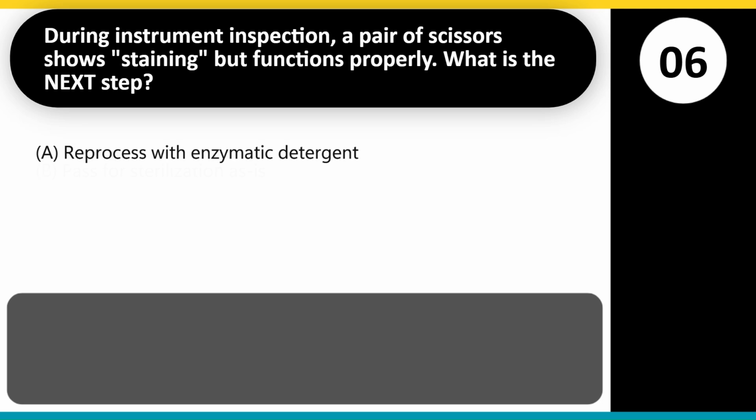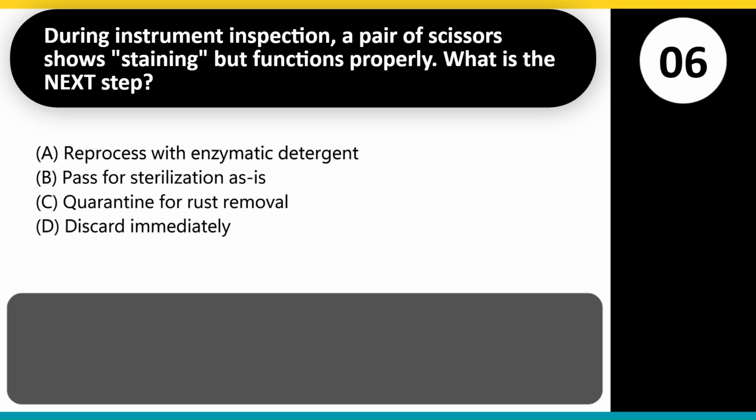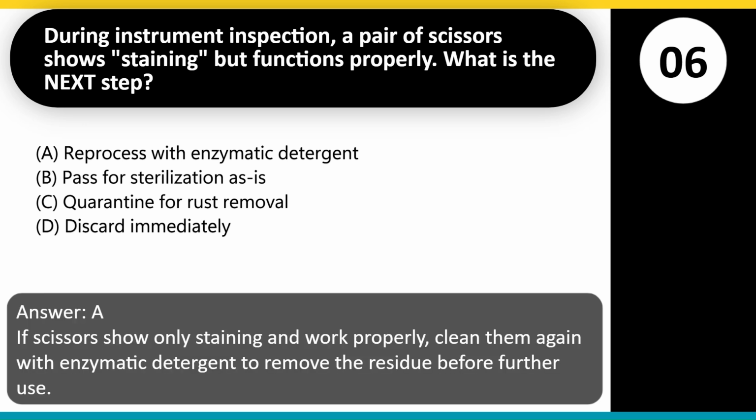During instrument inspection, a pair of scissors shows staining but functions properly. What is the next step? A. Reprocess with enzymatic detergent. B. Pass for sterilization as is. C. Quarantine for rust removal. D. Discard immediately. Answer, A. If scissors show only staining and work properly, clean them again with enzymatic detergent to remove the residue before further use.